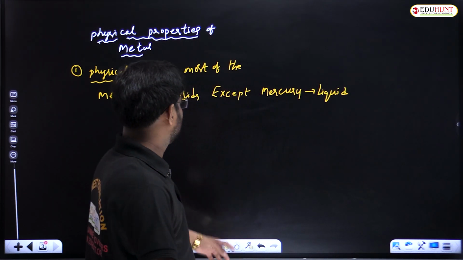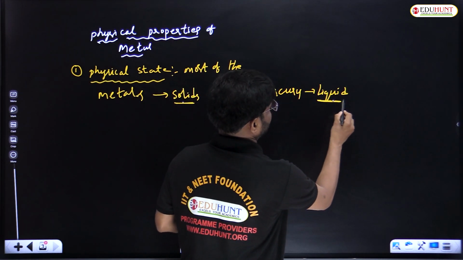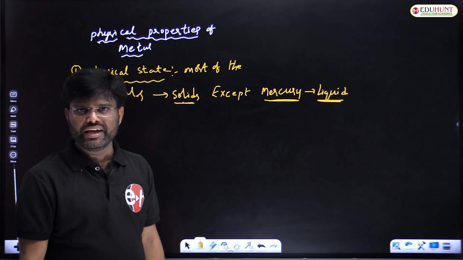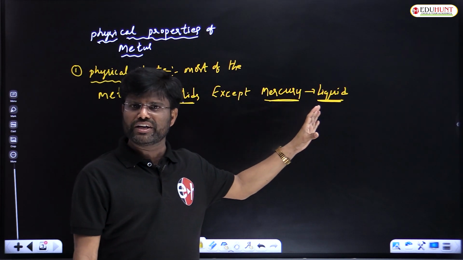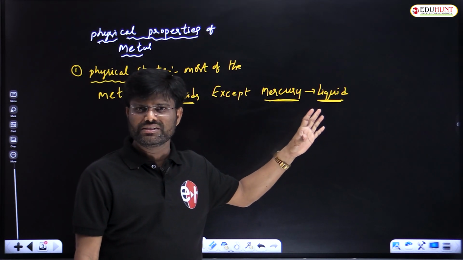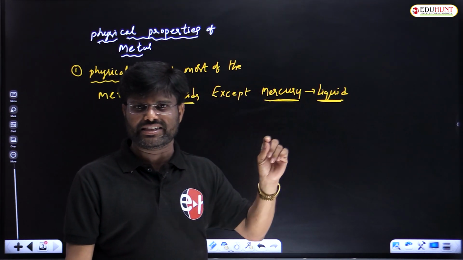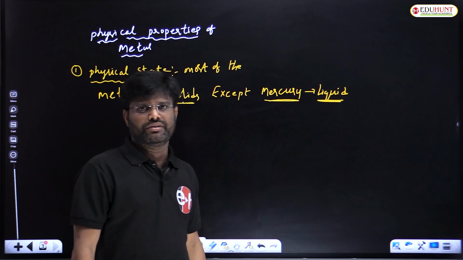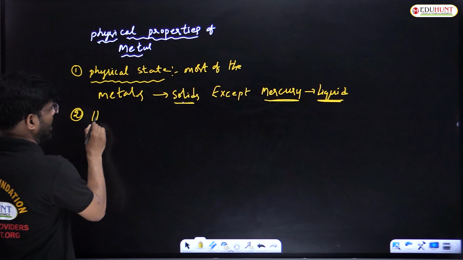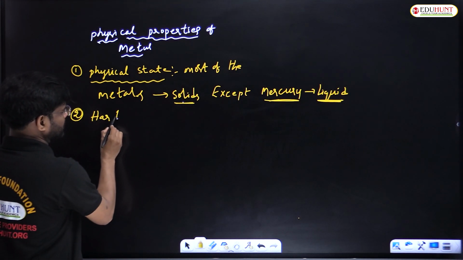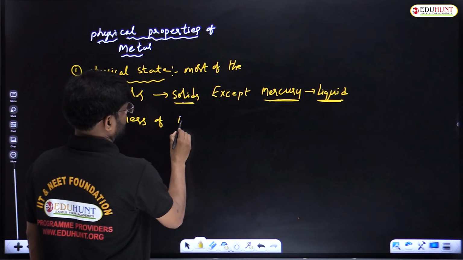So most of the metals are solids, except mercury. Mercury is a liquid. So this is the first point. Out of 118 elements, 80% are metals. So all metals are solids except the liquid, that is mercury. Next, the second one is hardness of the metal.